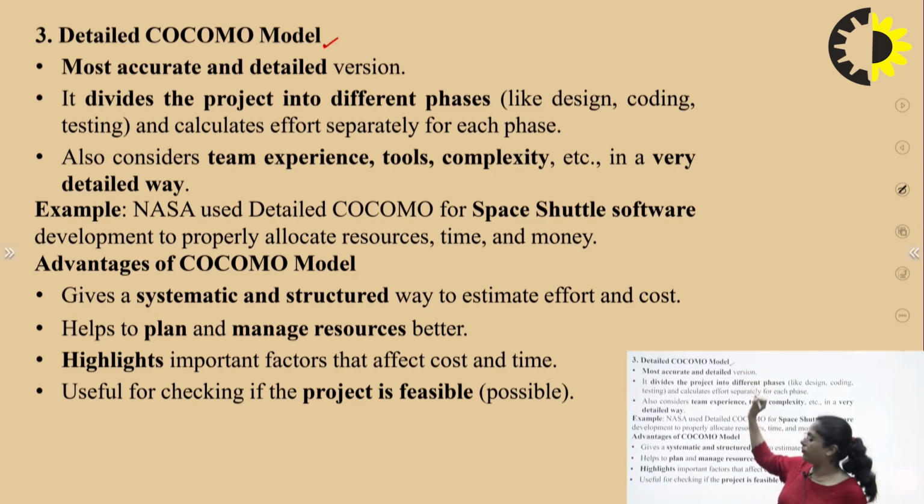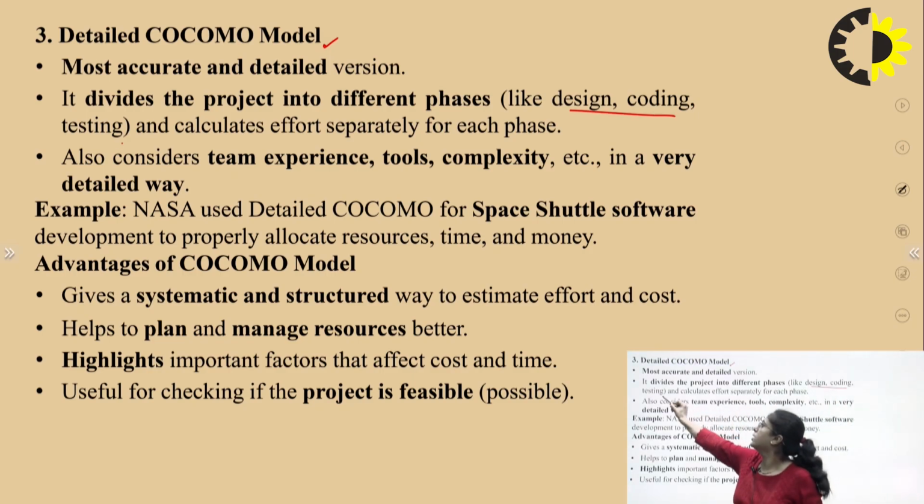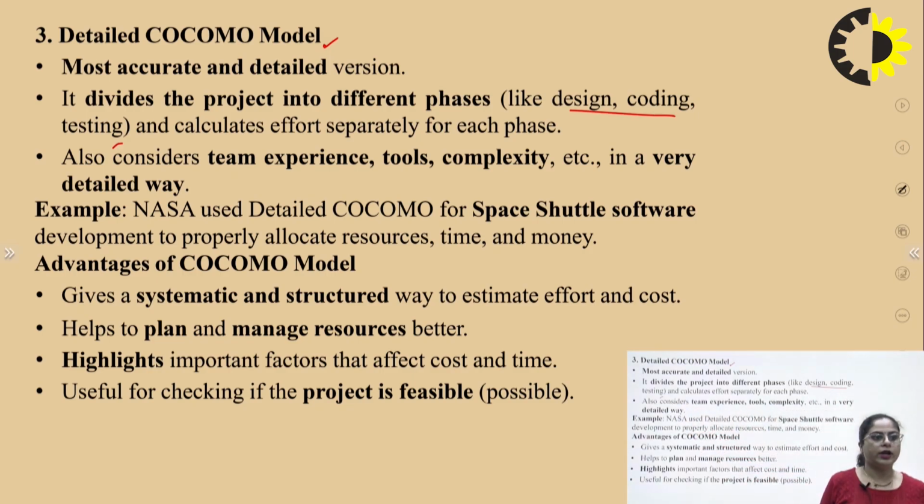The third type of the COCOMO model is the detailed COCOMO model. The detailed COCOMO model is the most accurate and detailed version of our software estimation. It divides the project into different phases like design, coding and testing, and calculates effort separately for each phase. If our software project is big and complex, then it divides the project into different phases.